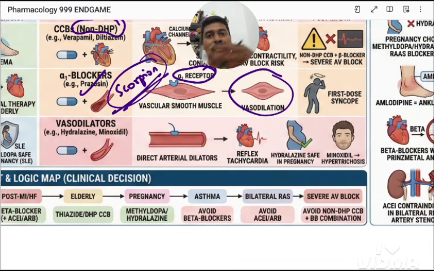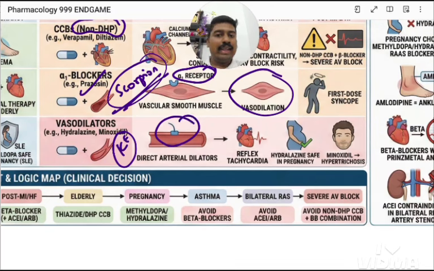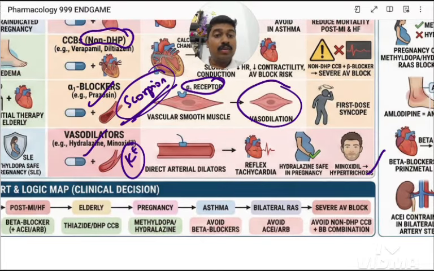Last group of drugs is the vasodilators. Basically these act on potassium channels, and in this we get direct arteriolar dilators. They can cause reflex tachycardia, but one of the drugs, hydralazine, is safe in pregnancy, and minoxidil is used in hypertrichosis also. Minoxidil causes hypertrichosis because it causes increased blood flow around the hair follicle. So it brings more nutrients to the hair follicle, and the hair follicle grows better. So it's also used in alopecia areata.